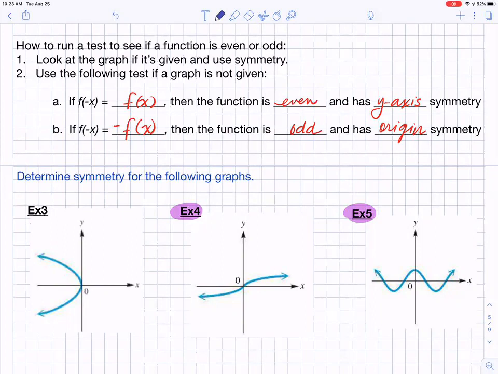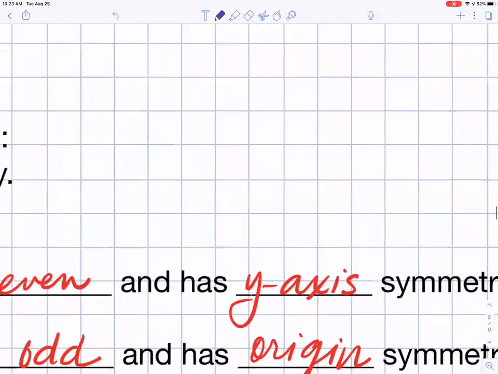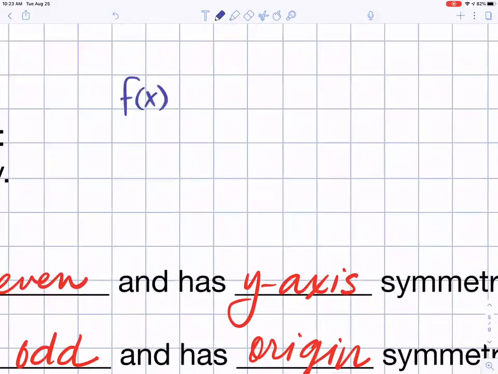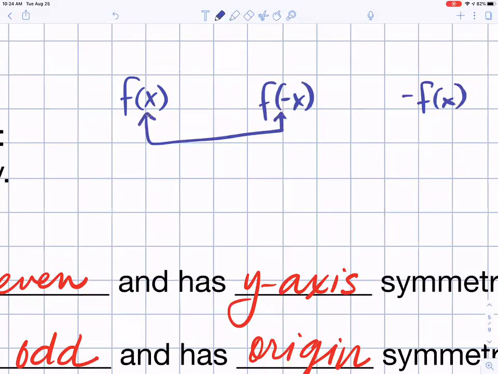Now, here's what I like to write on the top of my paper when I'm taking this test. Yes, I do take your test. I write down f of x, that's the original, and then I write down f of negative x, and then negative f of x. Those are the three things I write down. If the first two are equal to each other, it's an even function. I'll show you how to show your work in a minute.